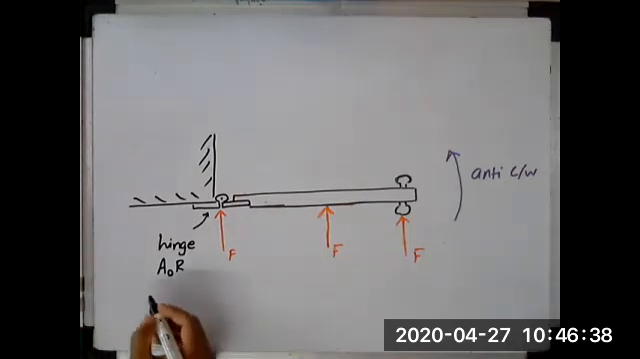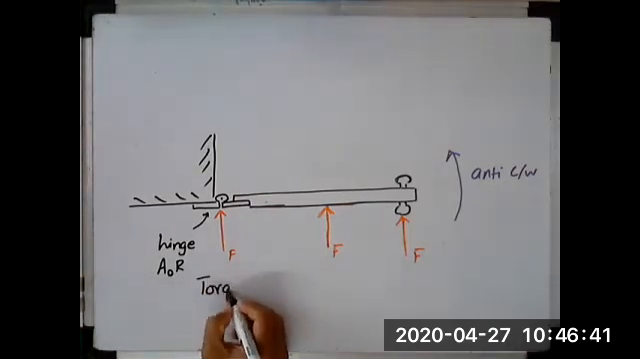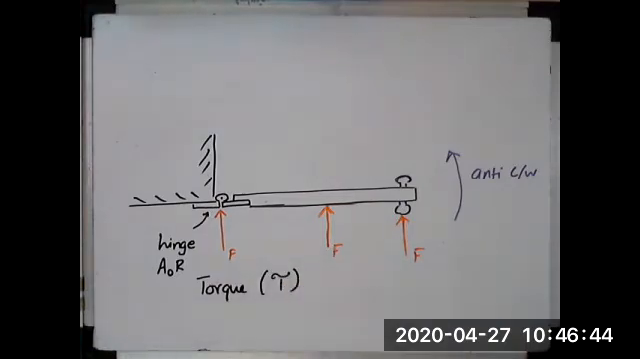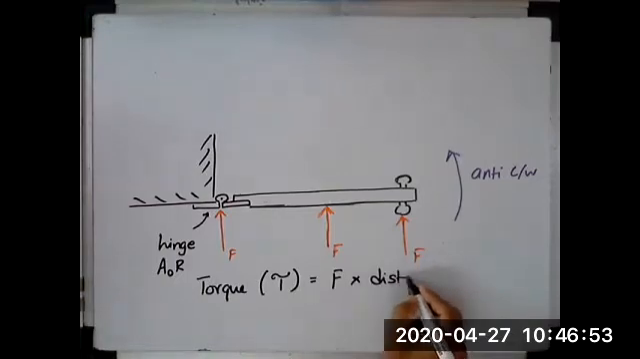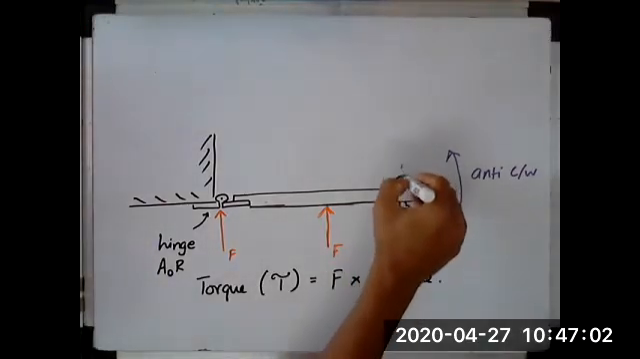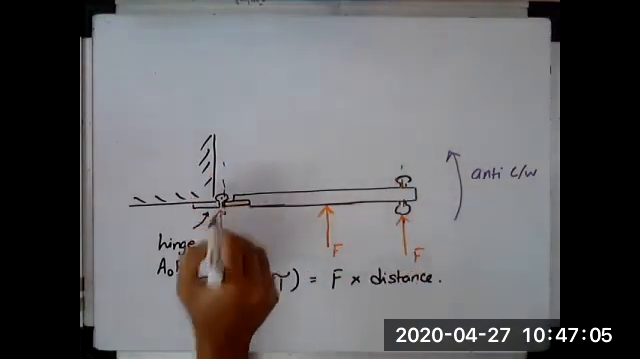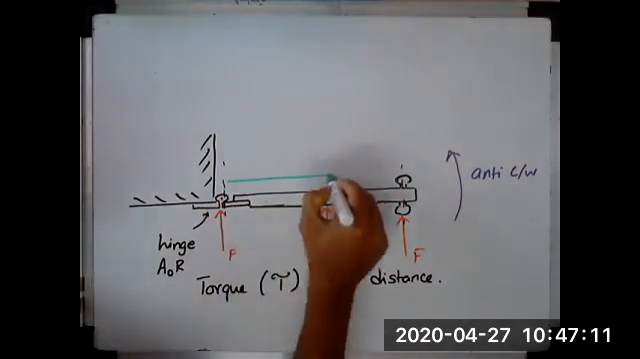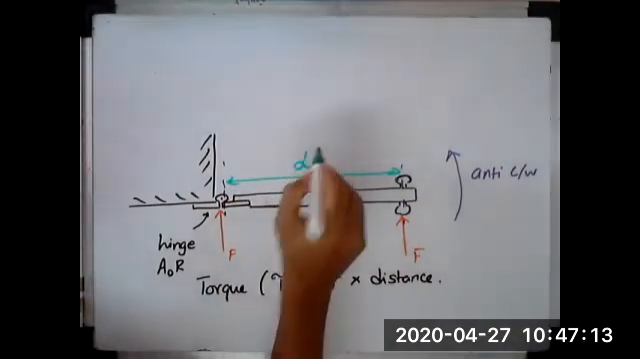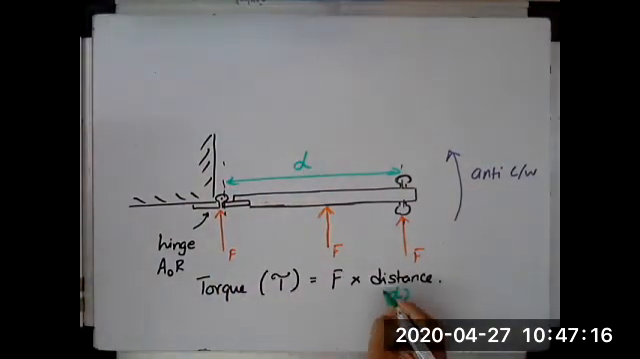Now, obviously, we can then say that the torque produced on the system, symbolized by tau, is the force times some kind of a distance. And the distance we've said is the distance between the hinge and the place where we are applying the force. So this distance, and that's your d over here.